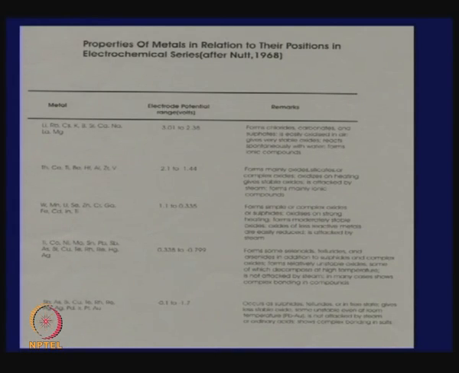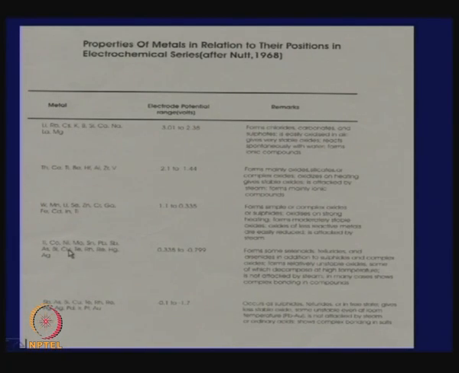Then you come to another group lower down in electrode potential values. These will form simple or complex oxides or sulfides. They will oxidize on strong heating and form moderately stable oxides. Oxides of less reactive metals are easily reduced and they are attacked by steam.